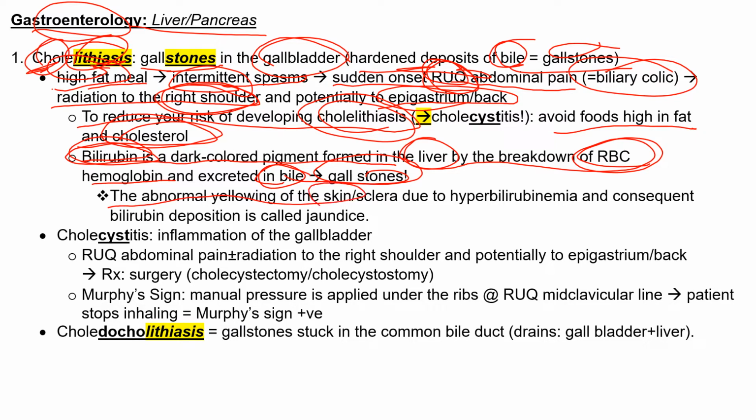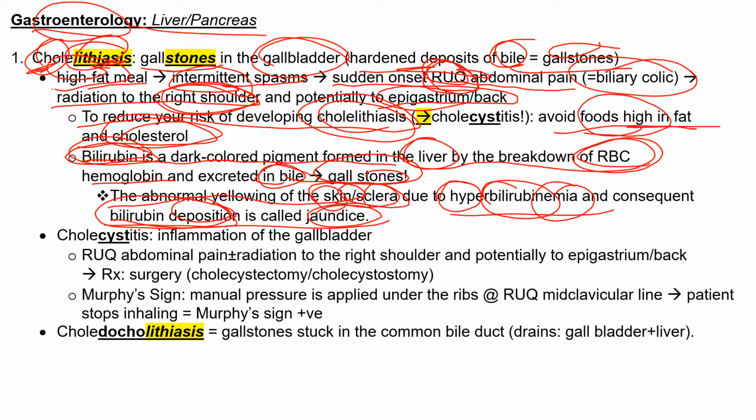Abnormal yellowing of the skin or sclera, especially the eye whites, which is where you look, is caused by elevation of bilirubin in the blood, hyperbilirubinemia, and therefore bilirubin deposition in the tissues, and this is called jaundice. All right, so a patient can have cholelithiasis due to foods high in fat or bilirubin deposition due to increased breakdown of RBCs.